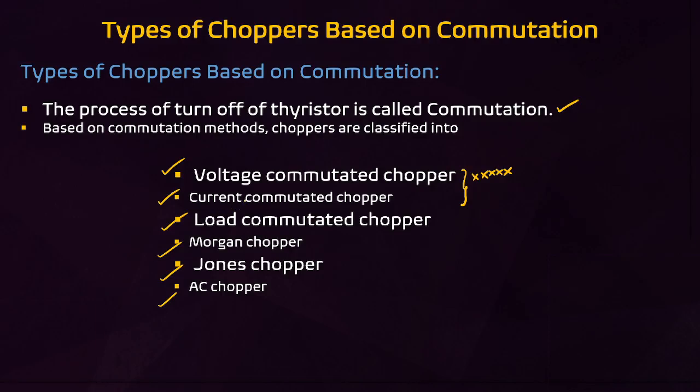Friends, we know that based on commutation, the choppers are classified into voltage commutated chopper, current commutated chopper, load commutated chopper, Morgan chopper, Jones chopper, and AC chopper. Mainly, these two choppers are very important from the GATE exam point of view.